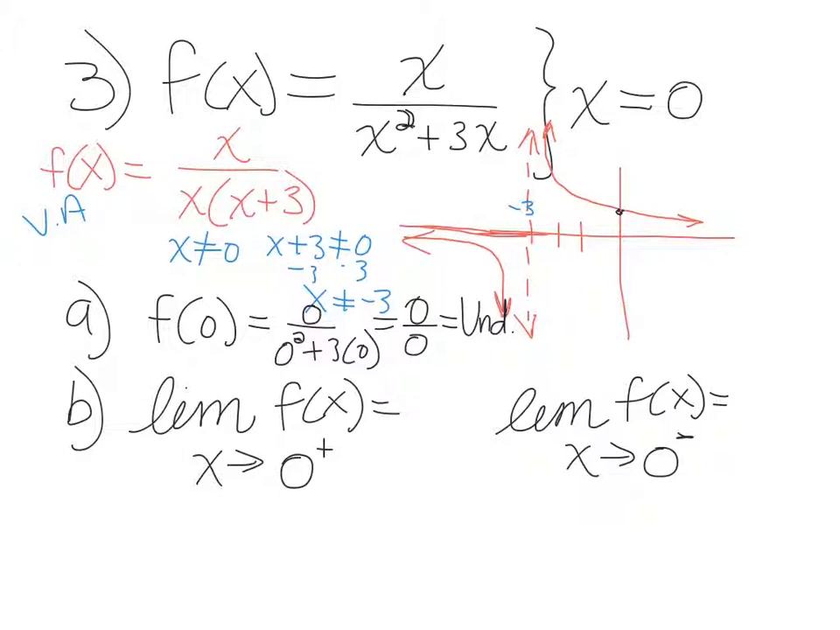Okay, let's do the ones from the right first. Give me a number close to 0 that is on the right. Smaller, very close to 0. Point what? 0.5, closer to that. 0.1, even closer.